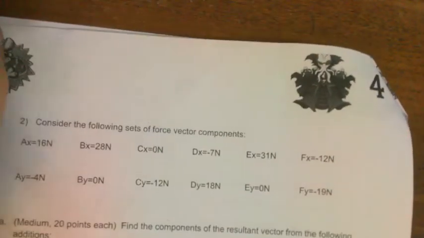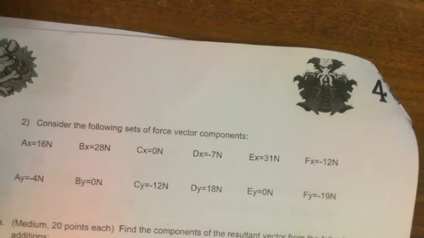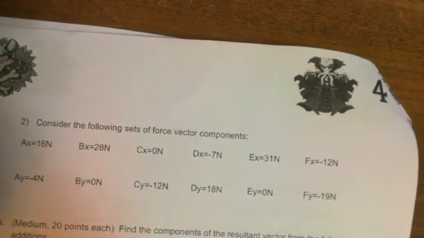Here we have, consider the following sets of vector components. So we have an x and a y component for each of these vectors: AX, AY, BX, BY, CX, CY, DX, DY, EX, EY, and FX, FY. These are different A through F than they were in the last question.